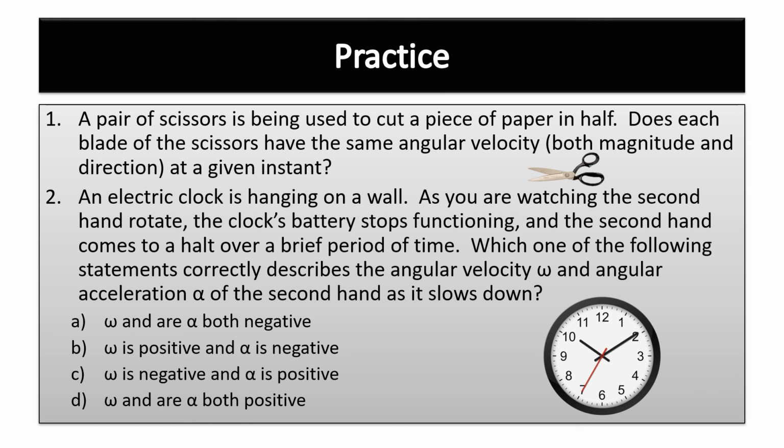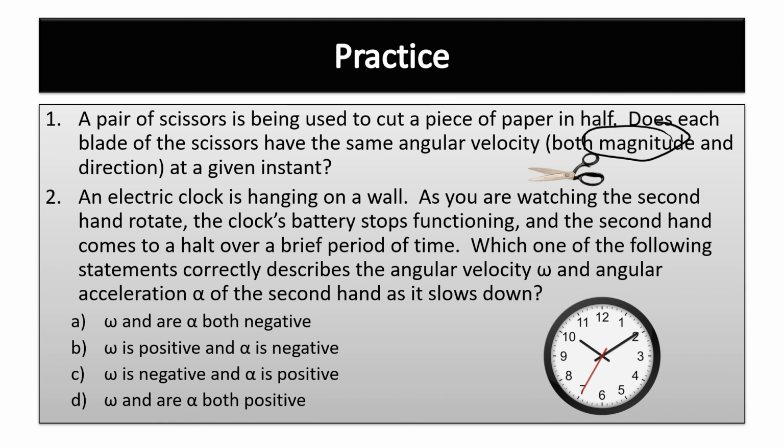There are a couple of conceptual questions here. You could pause the video, read them, think about them, and then I'll go over them very briefly. So pause the video here. Number 1 says a pair of scissors is being used to cut a piece of paper in half. Does each blade of the scissors have the same angular velocity, both magnitude and direction, at a given instant?